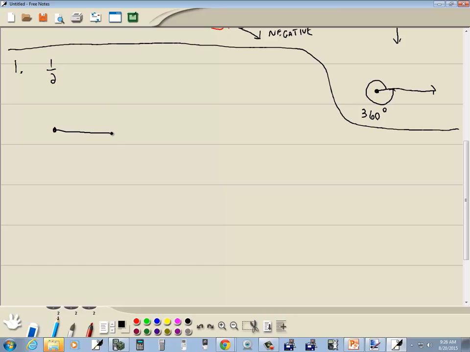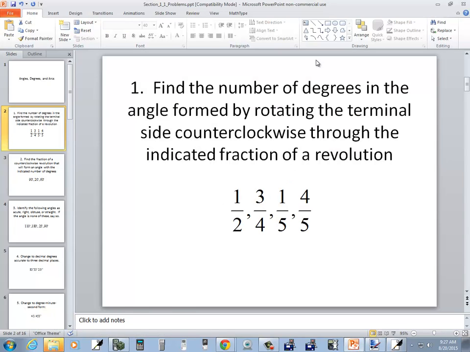Starting here, and now when they say find the number of degrees in an angle formed by rotating the terminal side counterclockwise through the indicated fraction of a revolution.